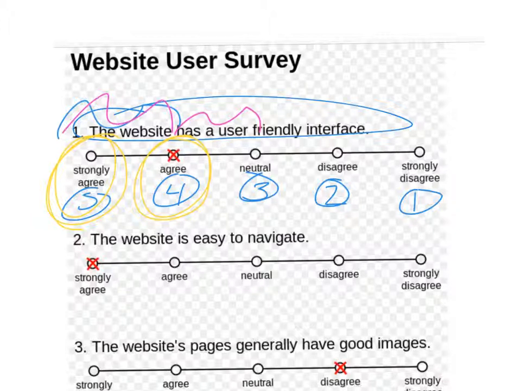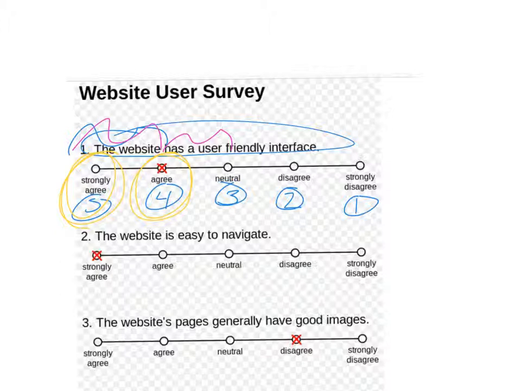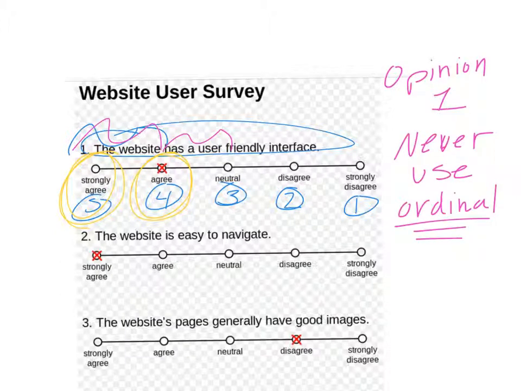Some say this is horrible practice. You should never do mean, median, mode, and range with ordinal data. So you've got some people out there that say, with ordinal data, you should never, ever do mean, median, mode, range, stuff like that. There's another stream of thought from other people, though, who say, yeah, but when you're doing experiments about human behavior, sometimes we need this information and sometimes it's okay.